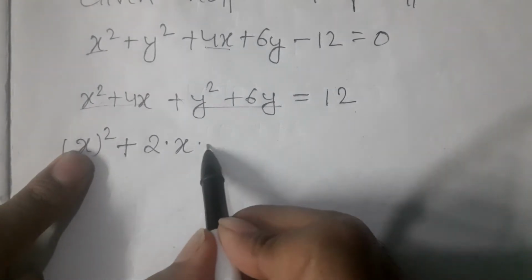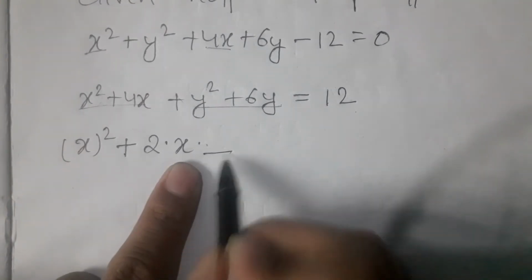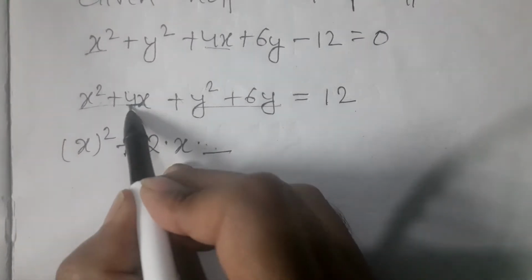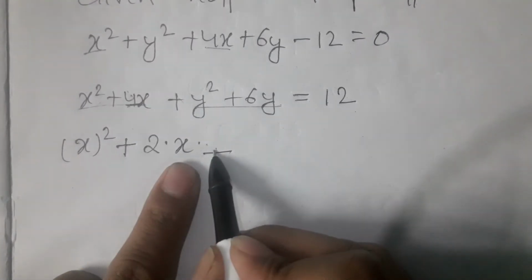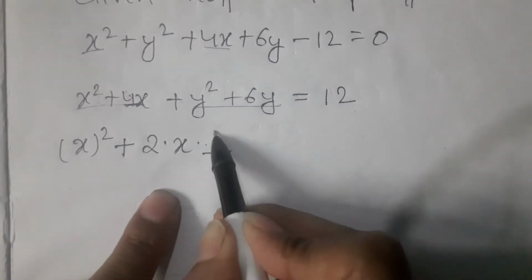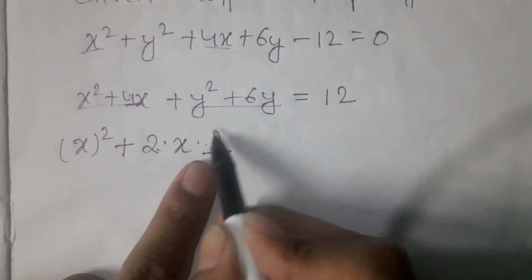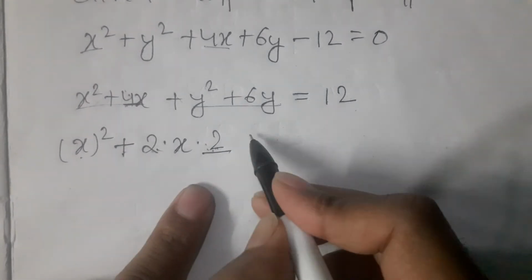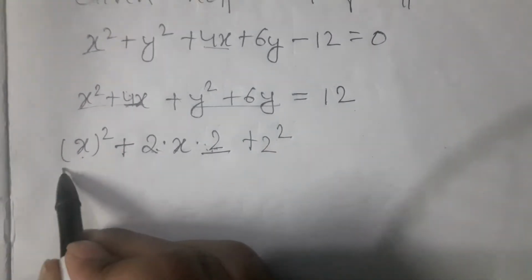To make b here, I have to keep some number here, but what number should I keep? You see this middle term here, it is 4x. To make 4, what number should I multiply? Of course it's 2, right? 2 twos are 4, so this 2 is going to play the role of b, so it is going to be a square plus 2ab plus b square. So this is one side for the x.